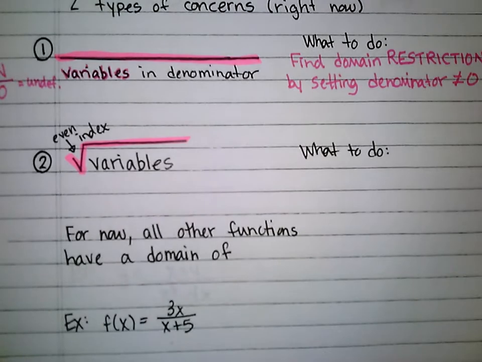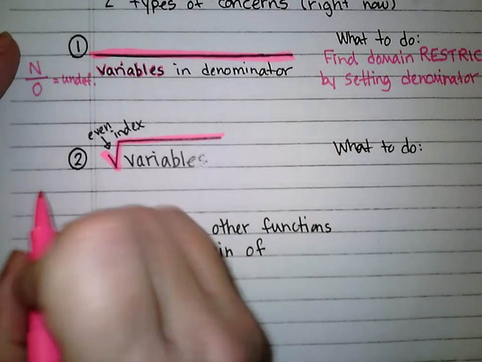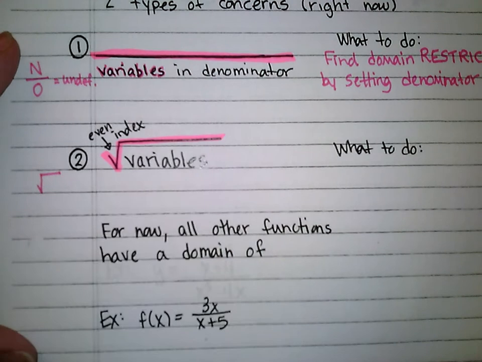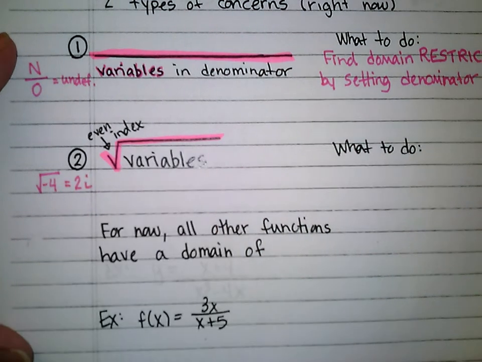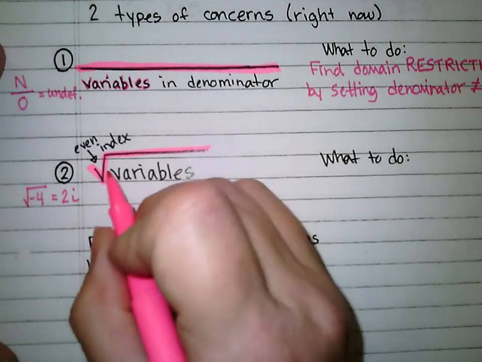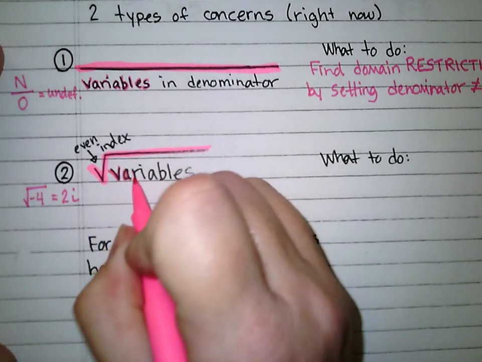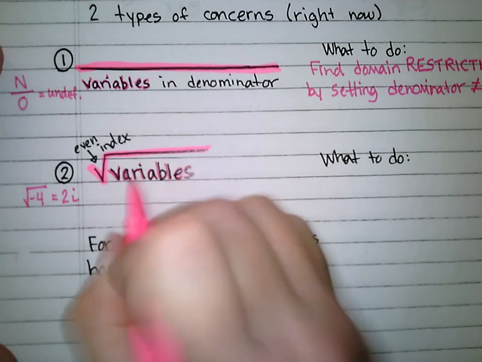Then the other time is when we have variables inside even index radicals. Because remember when we look at complex numbers, like if we do the square root of -4, that gives us 2i. And primarily we're going to be working with real numbers. We will eventually also work with complex numbers, but when we're graphing functions, we want to stay in that real number system. So just having an even index doesn't mean we have domain restrictions. It's when you have variables in there.